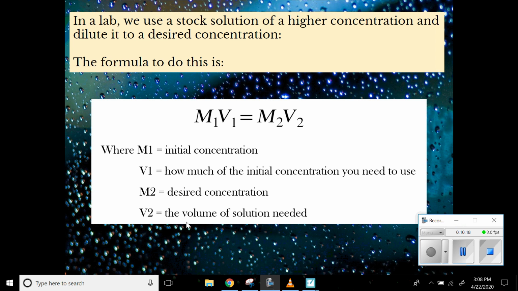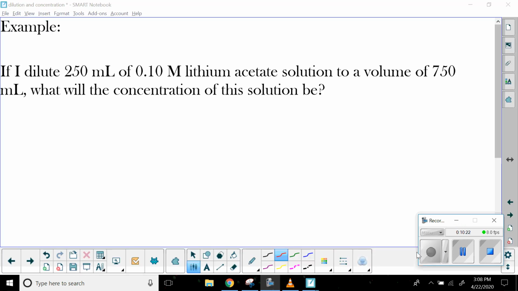So let's look at an example of how this equation works. For example, I dilute 250 milliliters of a 0.10 mole per liter lithium acetate solution to a volume of 750 milliliters. What will the concentration of this solution be? So I'm going to look for the variables that I have in this problem.